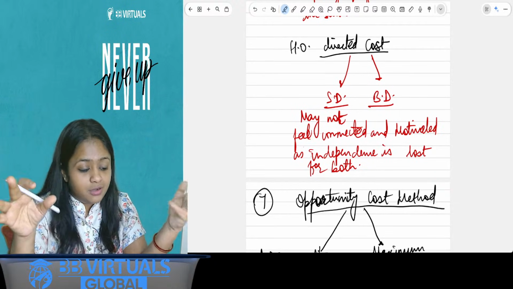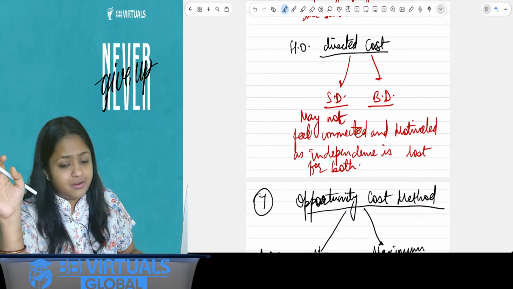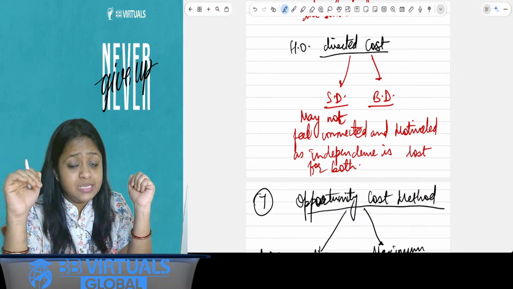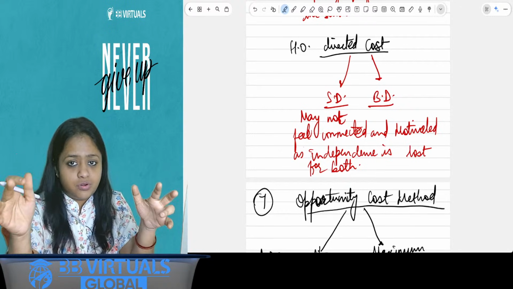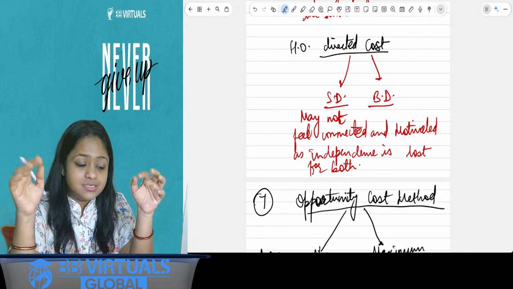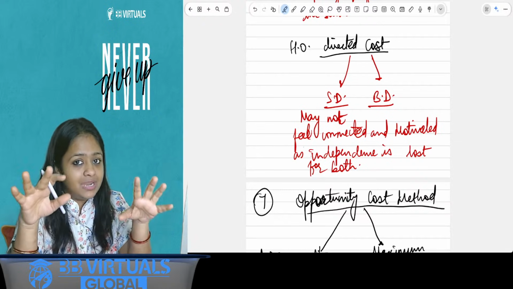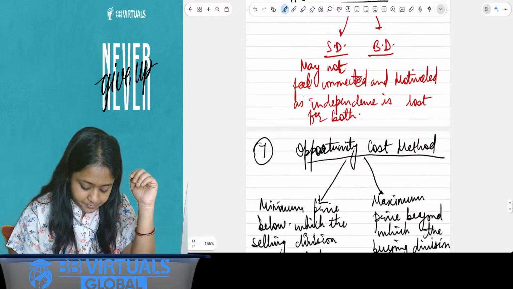generally both the divisions would not be really happy to buy at this price, because it's a very dictated price. So both of them would want their own autonomy, own fixation of prices. So this would generally not be well accepted by any of them.